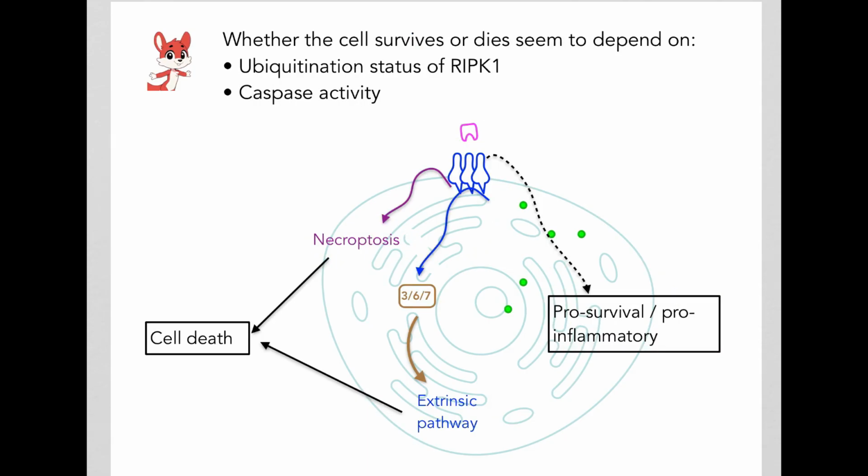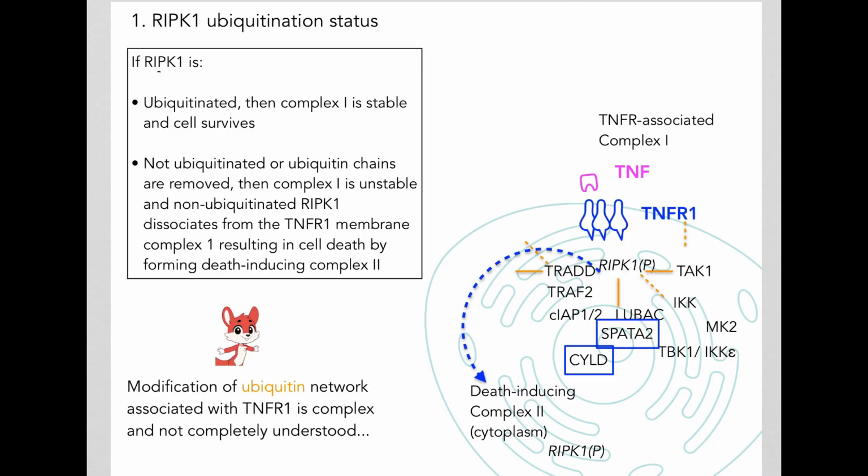So as mentioned earlier, RIPK1 plays a very important role. Whether the cell survives or dies seems to depend on several factors, including the ubiquitination status of RIPK1, as well as the caspase activity. Now, if RIPK1 is ubiquitinated, then that makes complex 1 very stable and the cell will survive.